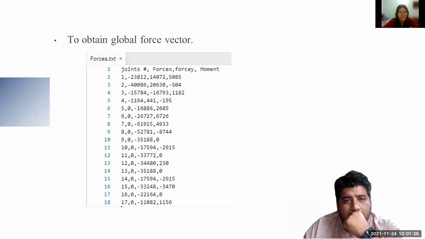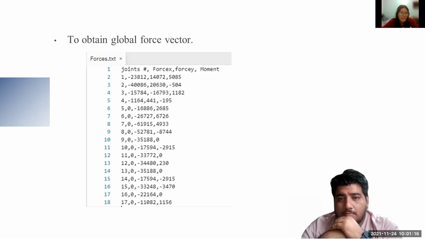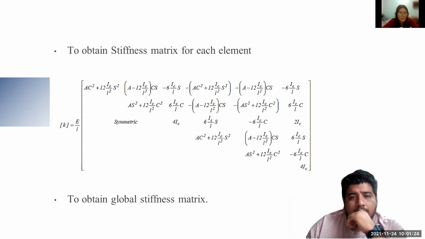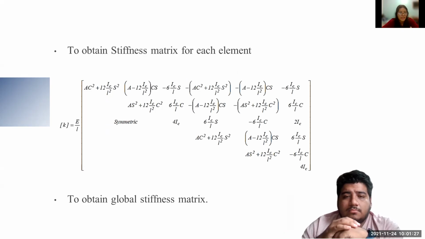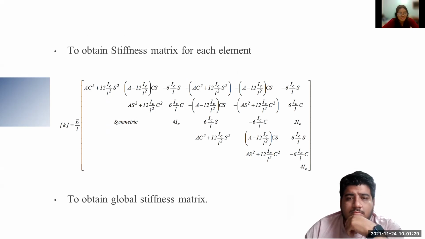We have the external force acting on each joint for the global force vector. And then we obtain the stiffness matrix for each element. Next slide. Next slide.